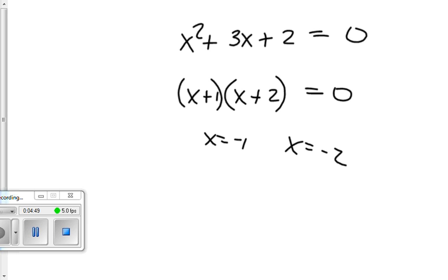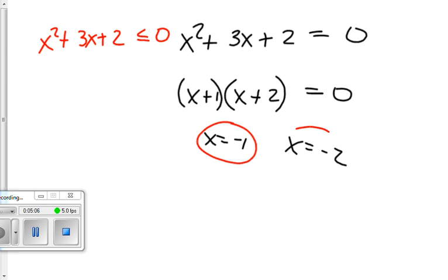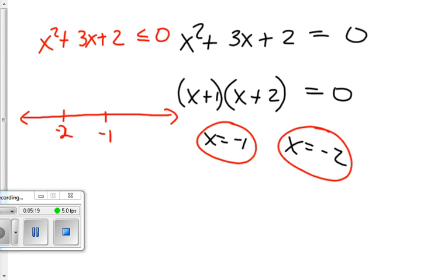Then, how do I modify this if I change my problem to say x squared plus 3x plus 2 is less than or equal to 0? Well, it's kind of the same in that those two important spots are still important, but now I have to maybe draw my number line, put those important spots on it, -1 and -2. Maybe I'll go this way. And those spots make it equal 0, and so those are zeros. And if they equal 0, they work right there.